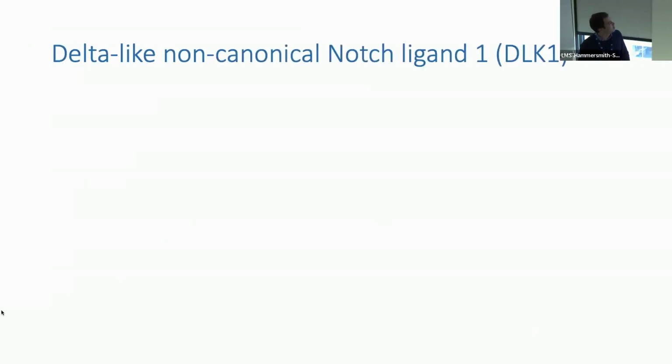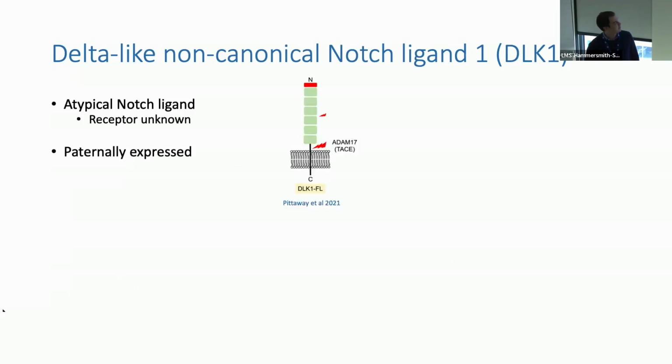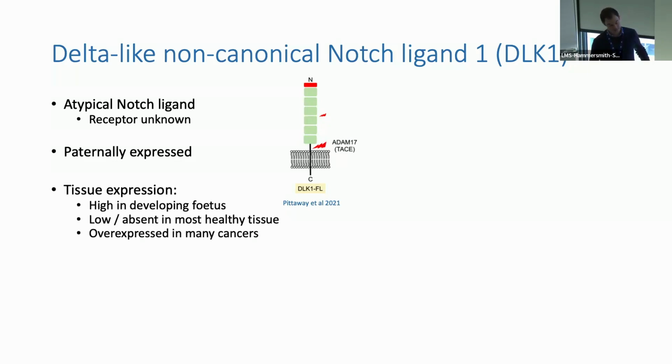The protein that I know most about is DLK1, which is delta-like non-canonical Notch ligand 1. It's a transmembrane protein, which has a cleaved ectodomain, and that has an unknown receptor at the moment. It's Notch-like, so it's known as an atypical Notch ligand, but it's not entirely clear where it lands and whether it is autocrine, paracrine, endocrine. It's paternally expressed, and like many such proteins, is found in high levels in a lot of tissues in the developing fetus, but is low or absent in most healthy tissues.